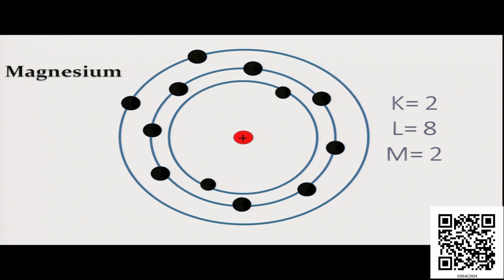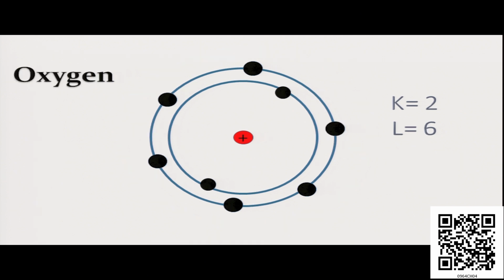Now, as magnesium is capable of donating or losing 2 electrons, we say the valency of magnesium is 2. Here magnesium is also a metal and it can easily donate electrons. Coming to another example, oxygen. In case of oxygen, the number of electrons is 8. Distribution is 2, 6. The outermost shell of oxygen contains 6 electrons.